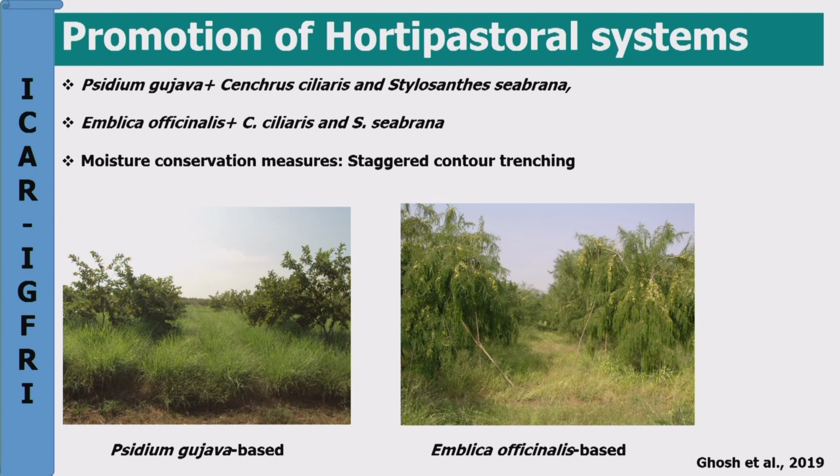And the next one we attempted is the hortipastoral system involving fruit trees, with Psidium guajava and Emblica officinalis as the fruit component, and in the understory, between the rows, grasses were established as fodder sources for the animals.